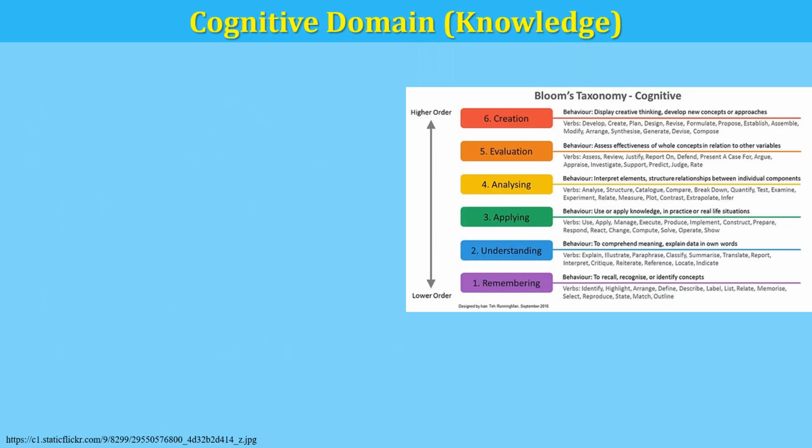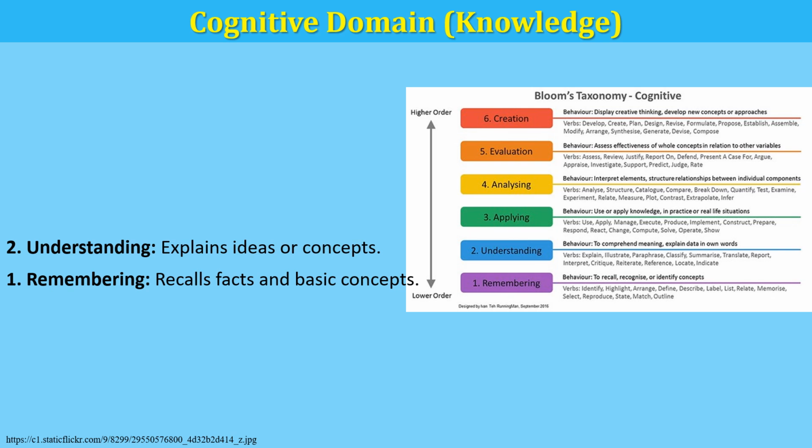Cognitive domain focuses on mental skills and knowledge acquisition, emphasizing critical thinking, understanding, and problem solving. Remembering: recall facts and basic concepts, for example remembering the syntax of defining a function in Python. Understanding: describe the principles of object-oriented programming and how they are implemented in a specific language.